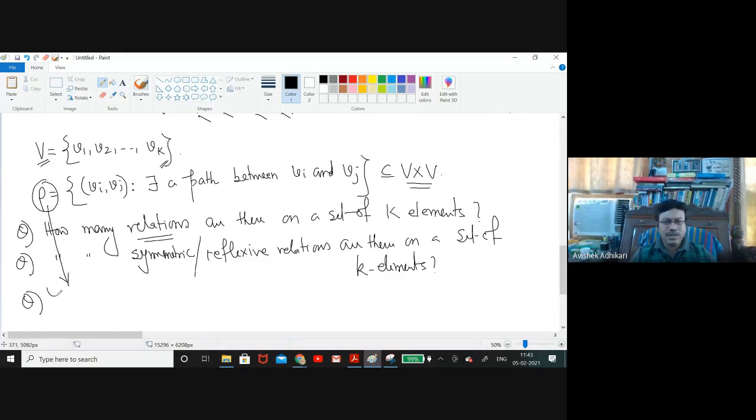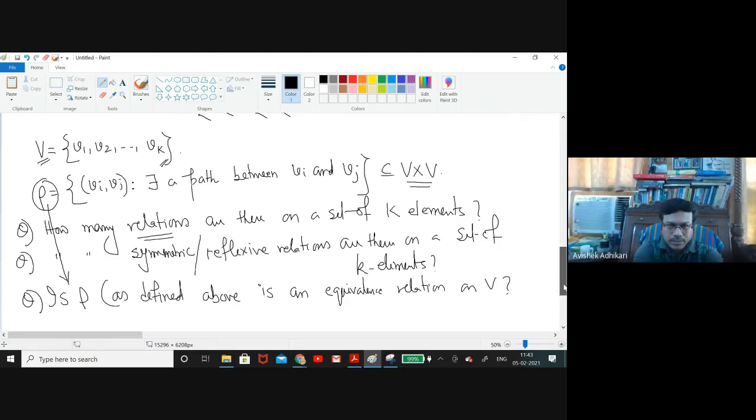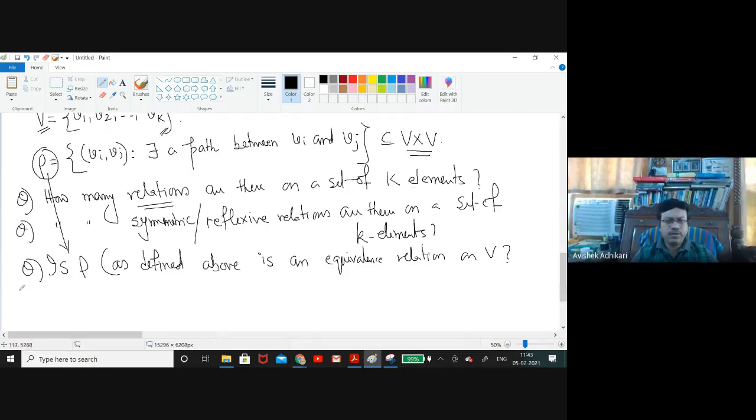The question is: rho as defined above is an equivalence relation on V. What is your guess? Is rho an equivalence relation on V? So what would be your answer? Yes or no? To check whether rho is an equivalence relation, what do you need to check actually?